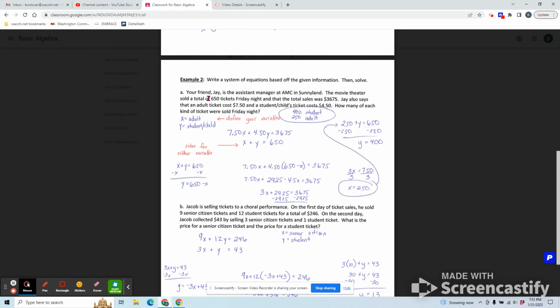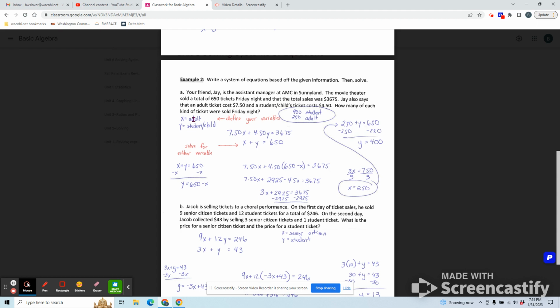Now, yes, in the real life, the computer or the cash register probably would have this information, but let's say that it didn't. Let's say that it lost the data and you just had the total amount of money, but you didn't know how many tickets were sold for each, and you needed to figure it out. This is where this comes in. You are going to create a systems of equations.